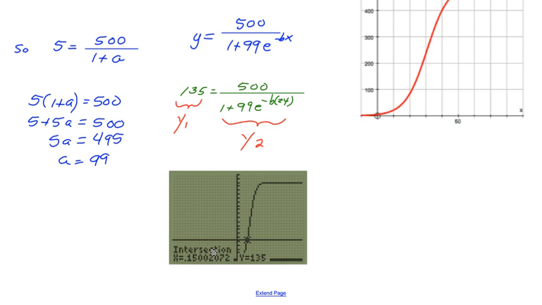0.1500. So now we have the final equation, and I didn't write this on here, I should write this really quick for you. So we're going to have y is equal to 500 divided by 1 plus 99 times e to the minus 0.15x. And that is what our logistic growth function looks like.